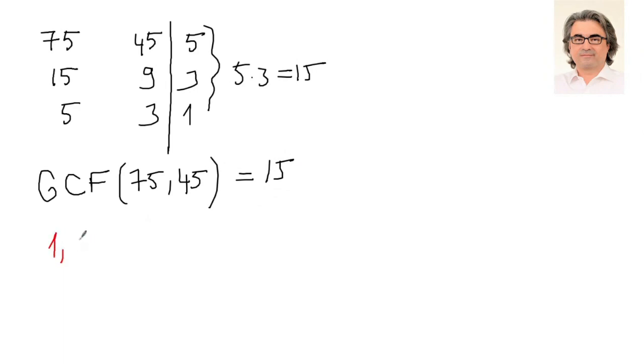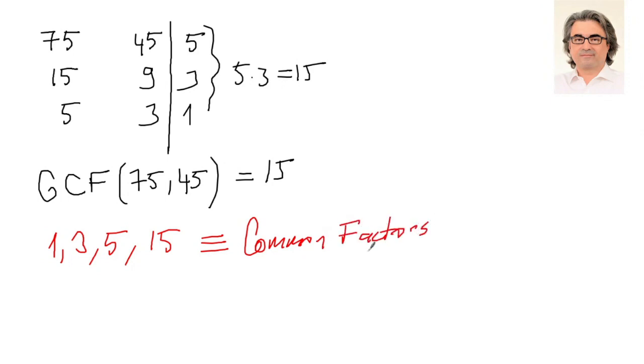1 is okay, 2 is not possible, 3 is okay, and stop here. 4 is not possible. 3 times which number gives you 15? 5. And 1 times which number gives you 15? 15. Now I wrote here all factors of 15. It means these numbers are also all common factors of 75 and 45. That's all.